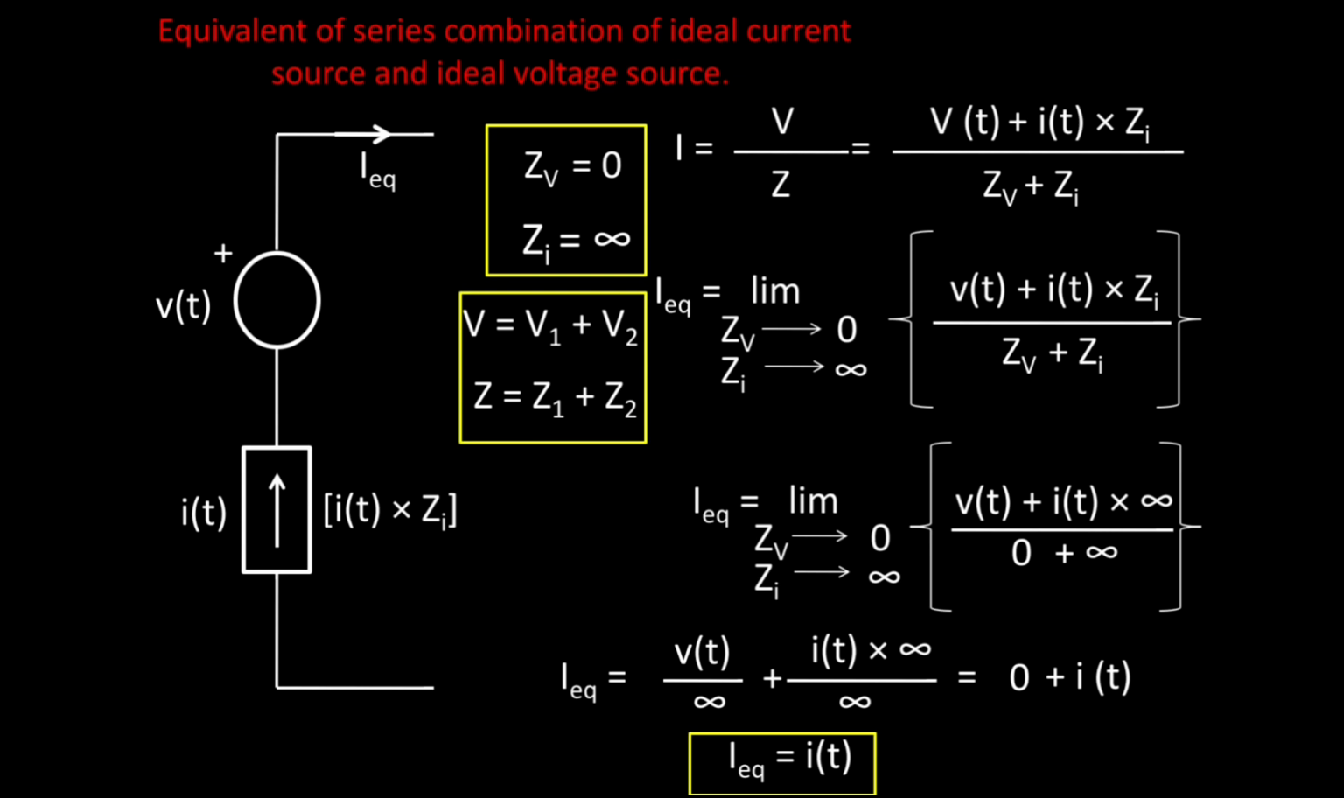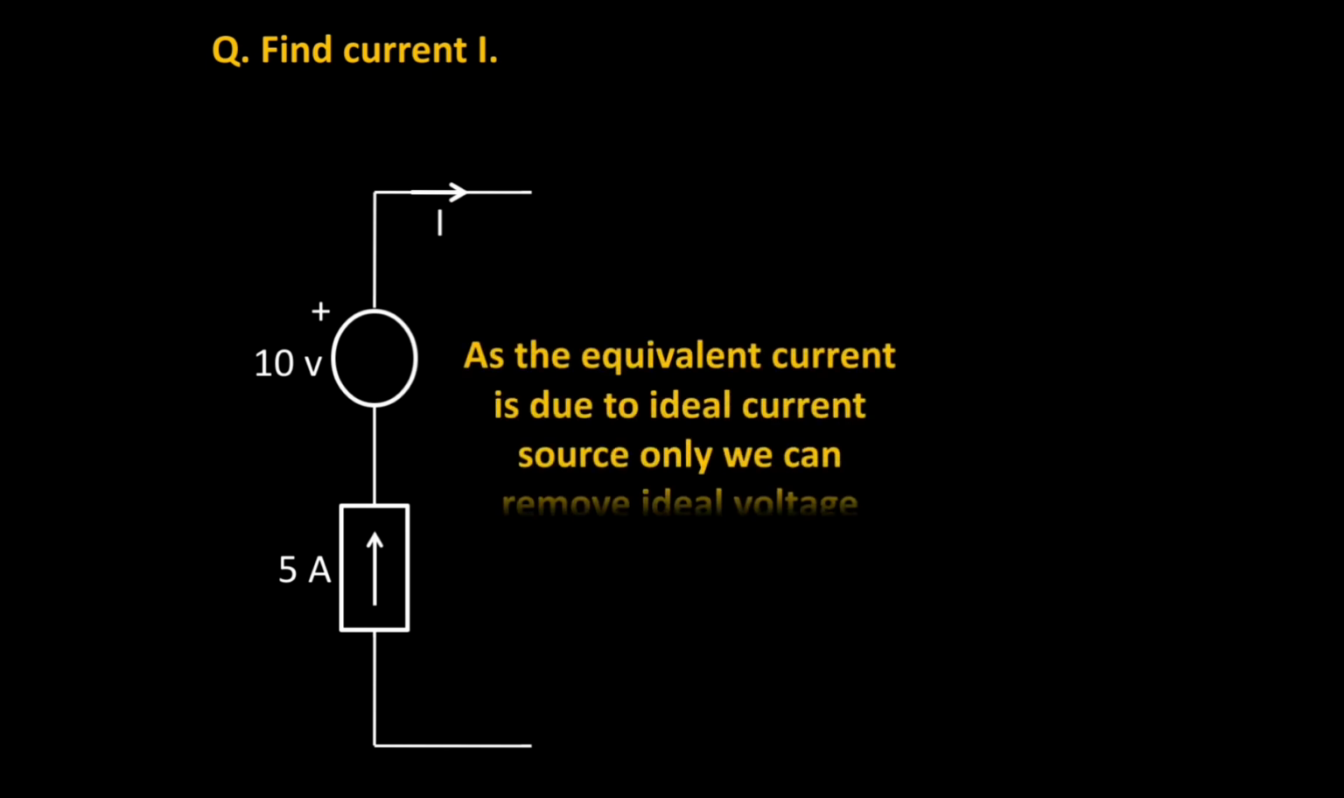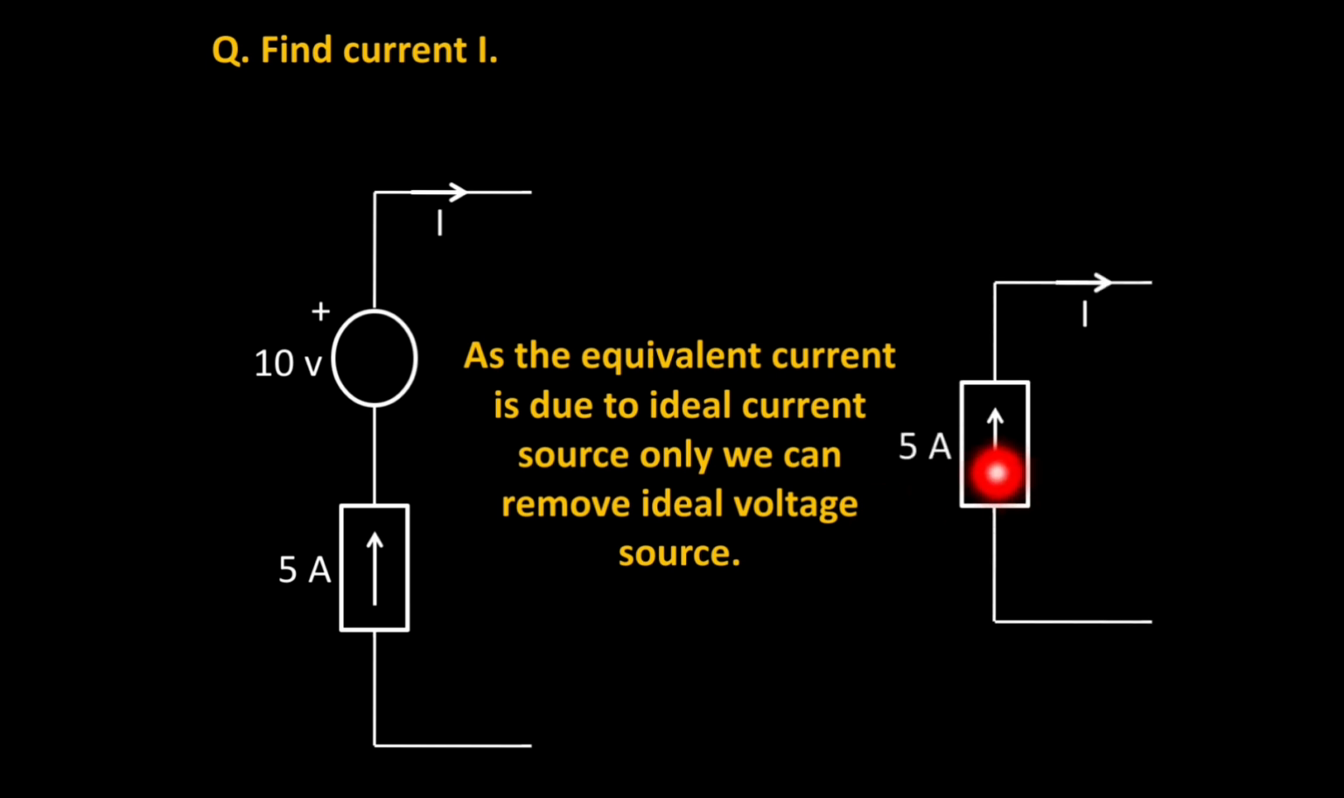What is the equivalent of a series combination of an ideal current source and an ideal voltage source? If we have a problem like this, with an ideal current source of 5 ampere and an ideal voltage source of 10 volt connected in series, and we have to find this current, then within a second we can say, as the equivalent current is due to the ideal current source only, we can remove the ideal voltage source. Only the 5 ampere current source is there, and the current I is equal to 5 ampere. So by using that rule we simply got the value of current.